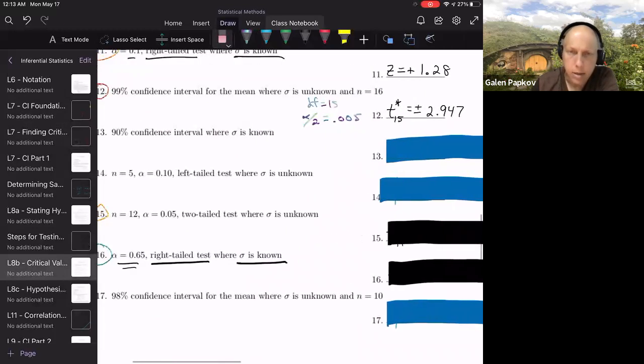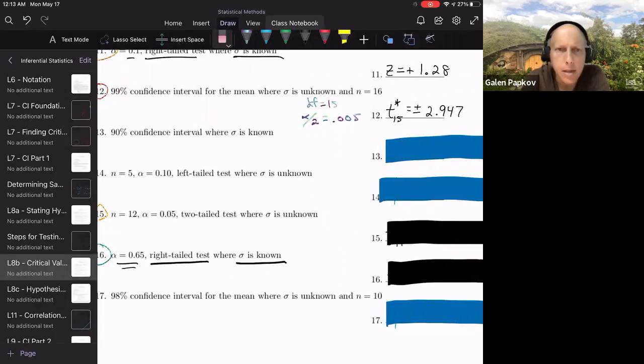We've got two more together. And here we want 15, which says n is 12, alpha is 0.05. We're doing a two-tailed test where sigma is unknown. So that means we want to use the t-table with 11 degrees of freedom. And you're going to cut the 0.05 in half. So we're looking at 0.025 because it's two-tailed. So 0.025 column, 11 row.